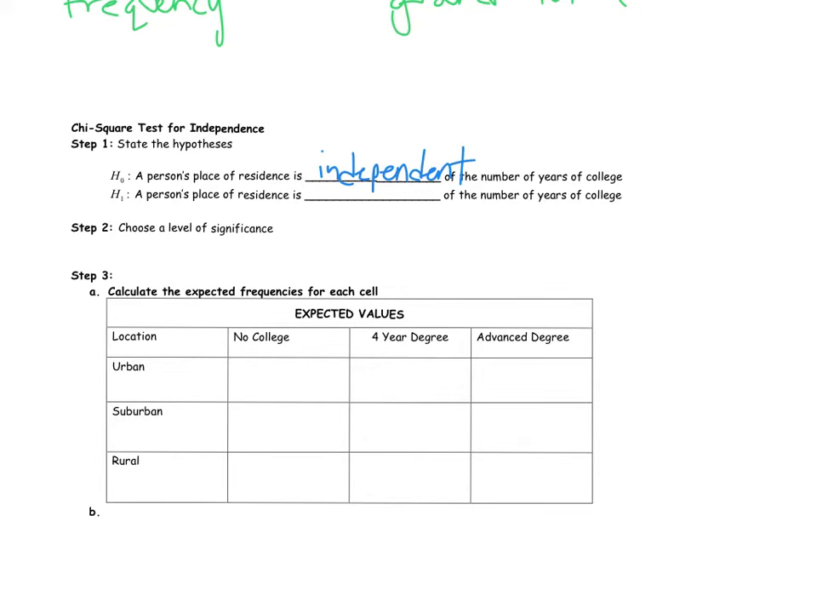And the person's place of residence then is dependent on the number of college years for the alternative. And again, we're going to essentially construct our contingency table assuming that the variables are independent. So our level of significance is given to us. And now we're going to calculate the expected frequencies for each cell. And again, this is assuming the null is true.